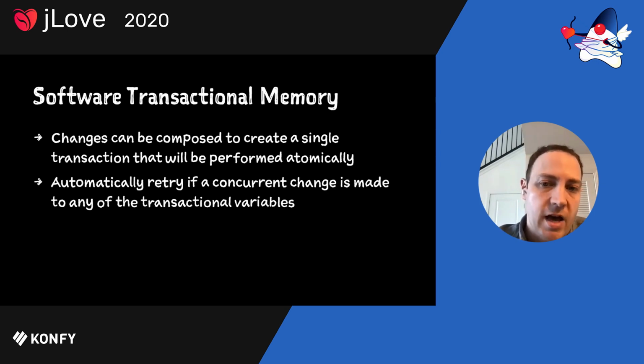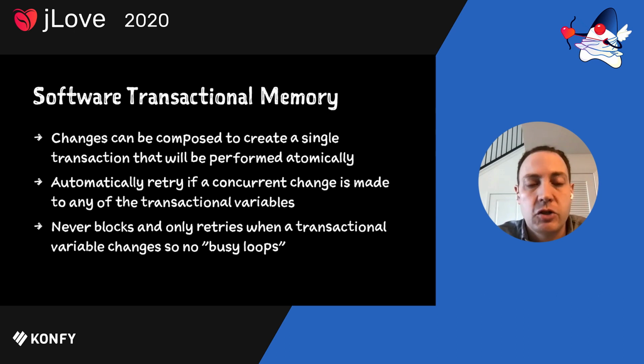And this is all done by a model of optimistic concurrency where we're essentially going to do those transactions. And if any of those transactional variables gets modified by another concurrent process, then we're just going to retry that transaction. And it's done in a very efficient way where it's never going to block. Those retries are only going to be done when one of the underlying transactional variables changes. So we're also never going to be doing some kind of busy loop where we keep doing the same thing and spinning and using system resources while we're waiting for this state to occur.